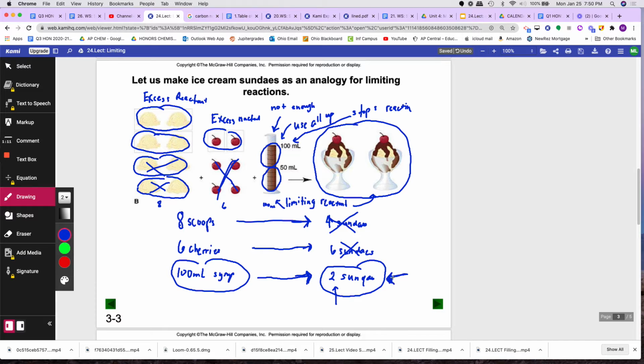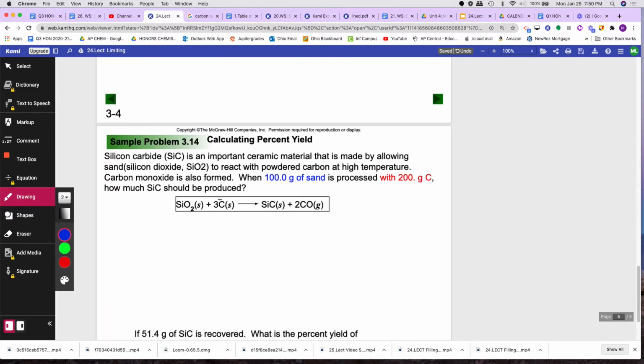And they will ask you which one's the limiting reactant. Well, which of these 3 reactants limits it? It is the syrup. The syrup is the limiting reactant, and they will ask you which one's the excess reactant, and you will say the ice cream scoops and the cherries. Okay, so here's the example.